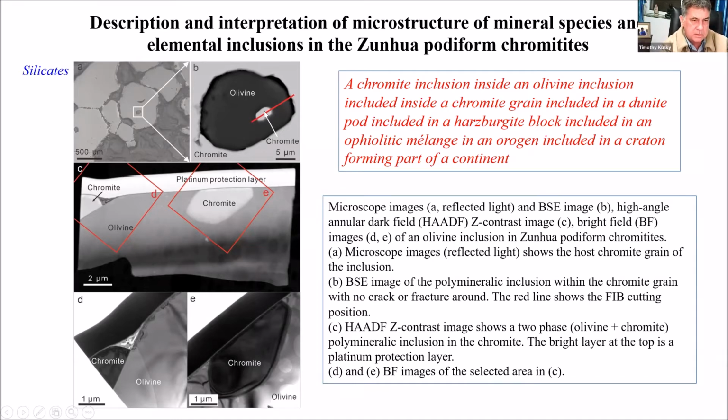This is a chromite inclusion inside an olivine inclusion, inside a chromite inclusion, inside a dunite inclusion, in a Harzburgite block, in an ophiolitic melange, in an orogenic belt, in a craton forming part of a continent. Is this like a bump on the log on the frog on the lot, whatever you call it, right? Something like that. So it's telling us these things are going around. So we're getting into a mess here. And the olivine here is altered around the edges with, I'll show you later, with water.